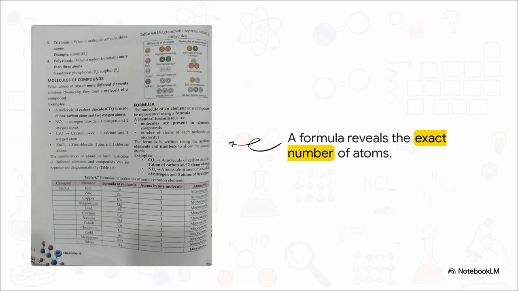A chemical formula acts as a perfectly efficient recipe. It tells us not only which elements are present, but the exact number of atoms of each. For example, the formula CO2 tells us immediately that this molecule contains exactly 1 atom of carbon and 2 atoms of oxygen. It's precise, it's universal, and it's incredibly elegant.